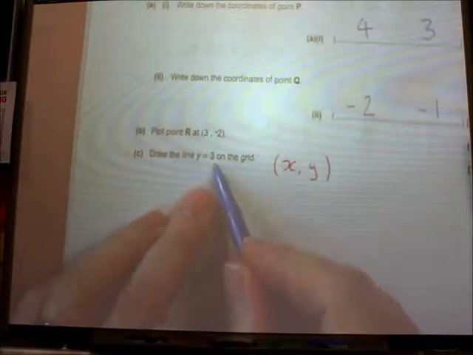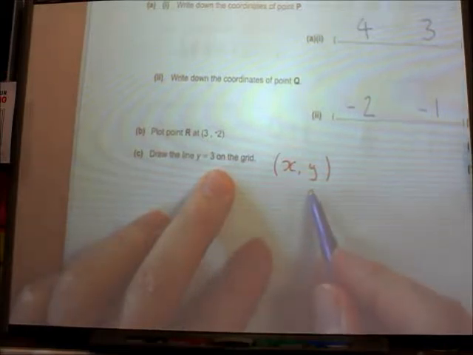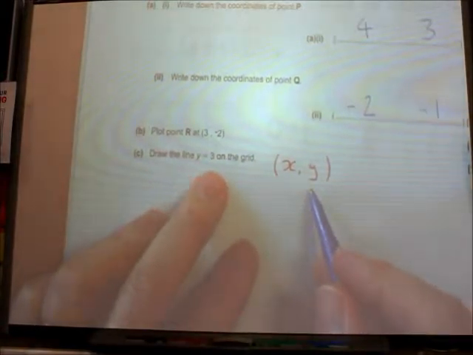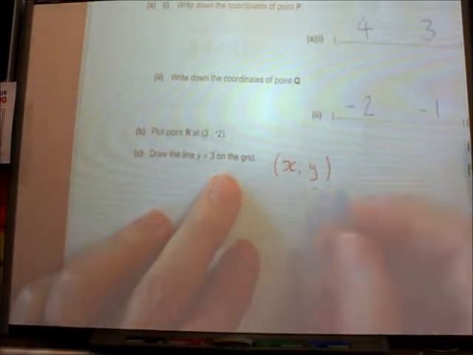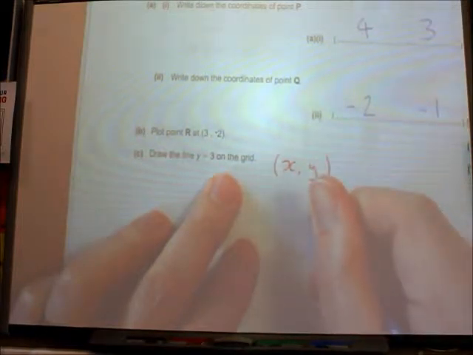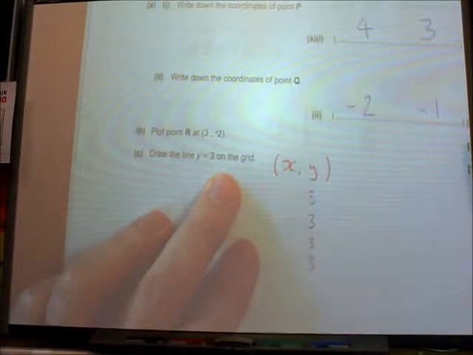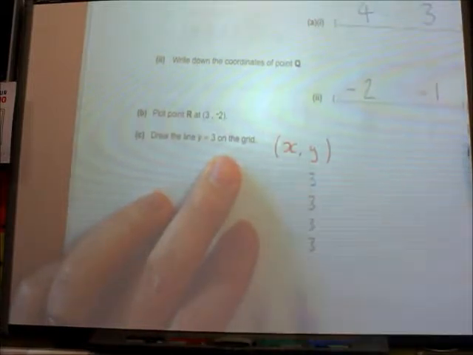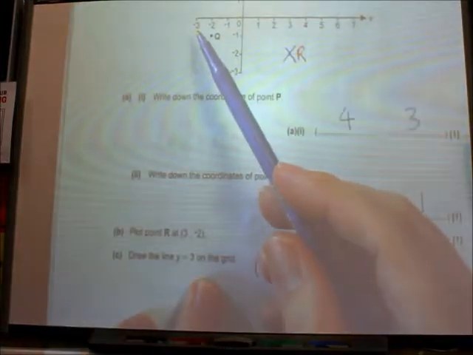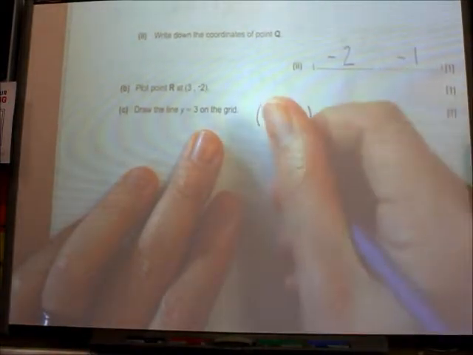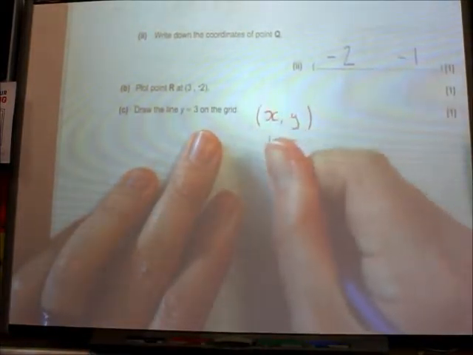Draw the line y equals 3. Well, for the line y equals 3 to be true, y always must be 3. So I'm going to put in a load of coordinates there where y is 3. You could put in a few more if you wanted, it doesn't matter. Now you can put whatever you want in for x. In this case, I suggest putting it between -3 and 7 so it fits on your grid. So let's just keep it nice and simple. Let's go for 1, 2, 3, 4.